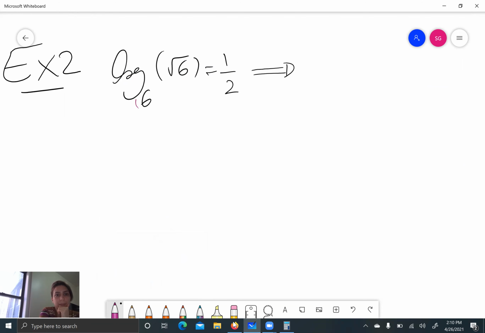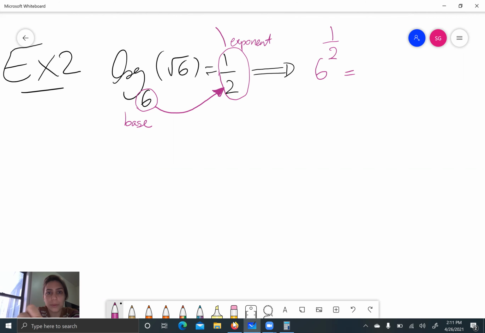This is the base, right? Recall that this is the base. So just recall what I told you in terms of checking. You should have base to the power of this exponent. So this is your exponent. So you should have 6 to the power of half gives you this guy, which is the square root of 6.